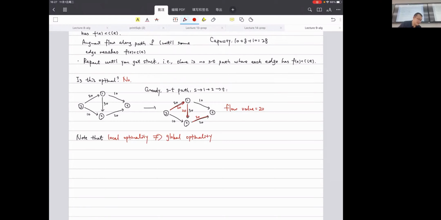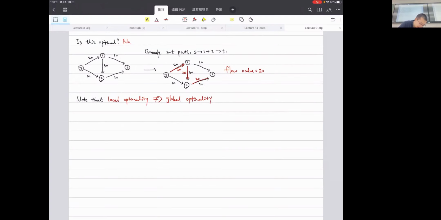For this example, you are able to construct a flow with value larger than 20. For instance, let's consider this flow here. If it's larger than 20, we need to utilize both of the edges here. We can do it like this: we consider 20 here, we consider 10 here. After that, we consider 10 here, and 10 here, and we consider 20 here.